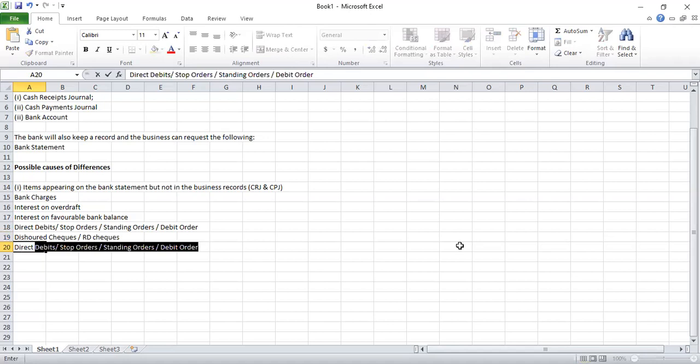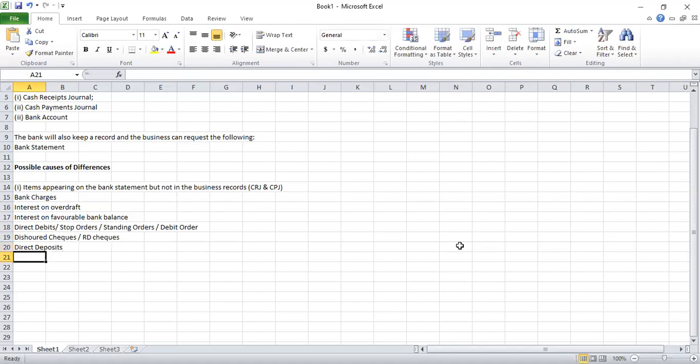Right, we can also have direct deposits. I think you know that in modern business, customers do not have to come to your premises to pay their account. Normally, they would deposit into your account. So a customer can deposit and forget to send you the proof of payment. So a direct deposit can also appear on the bank statement, but would not be in our books. So these are just examples.